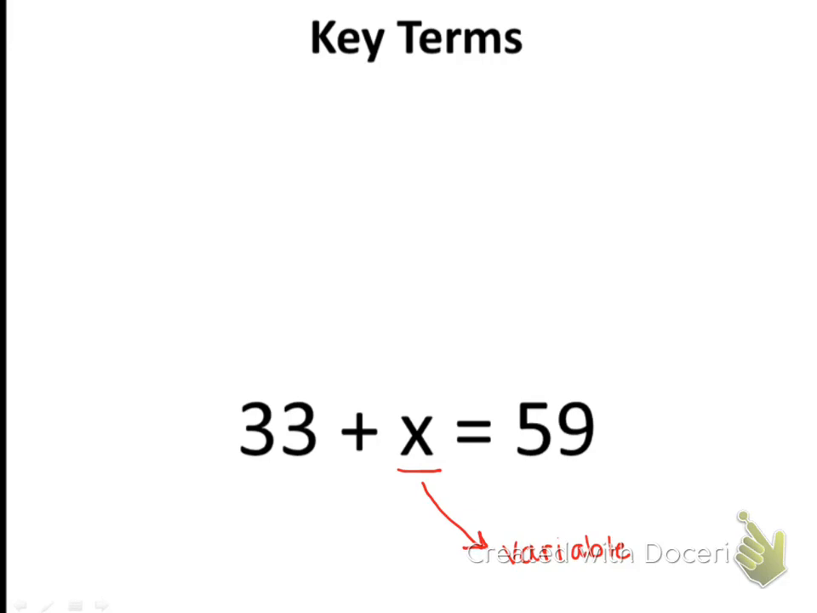The next thing you need to know is what the first part of the equation is called. I'm going to change my color so you can see it. This part right here is an expression. It's something that has both variables and numbers in it and operation symbols, but it doesn't have an equal sign. So only the 33 plus x is our expression.